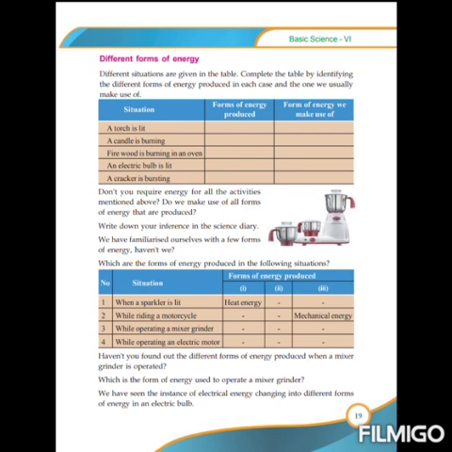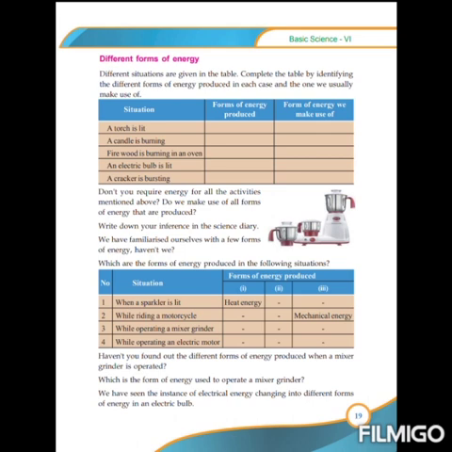Next, we'll see different forms of energy. Different situations are given in the table. Complete the table by identifying the different forms of energy produced in each case and the one we usually make use of. So, in this table, in the first box, the situation is given. Next, we have to write the forms of energy produced. And in the third box, we have to write the form of energy which we make use of.